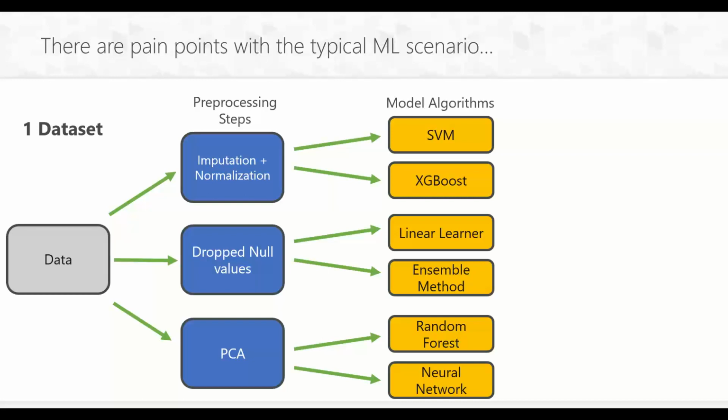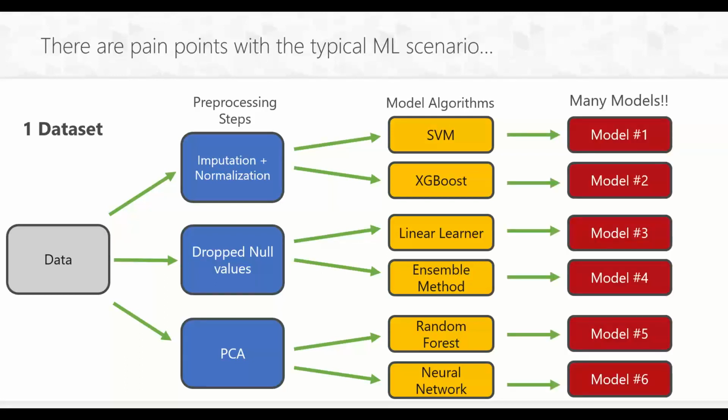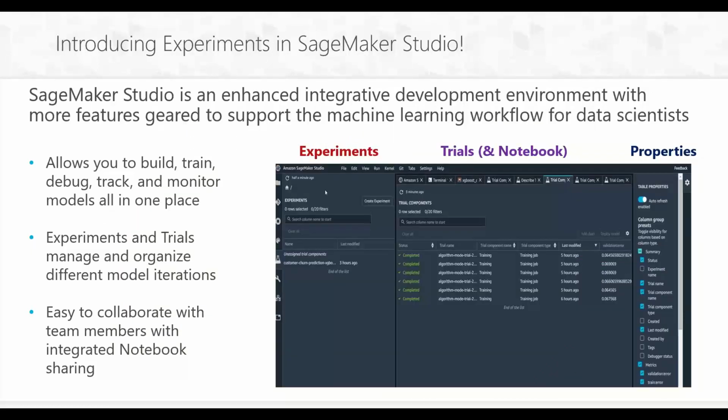And with all these combinations of algorithms and pre-processing steps, you're going to get an exponential amount of models for one data set. And so if you're just one data scientist, this can be a lot to manage, and it'll be difficult to compare and evaluate which are your best models, especially when you have multiple criteria that you would like to look at. Maybe it's validation error, maybe it's runtime, or so on. And this is where SageMaker Studio can help.